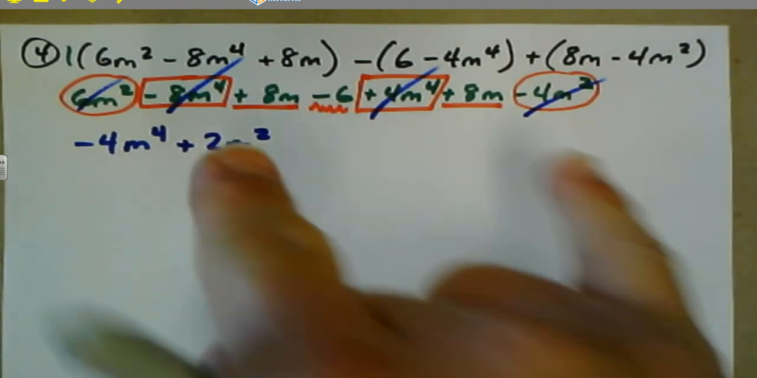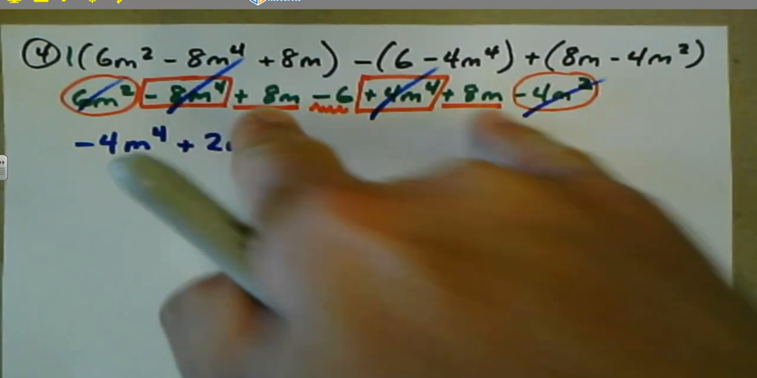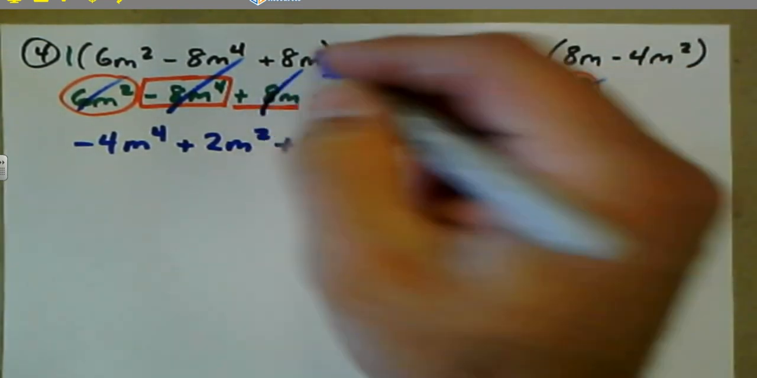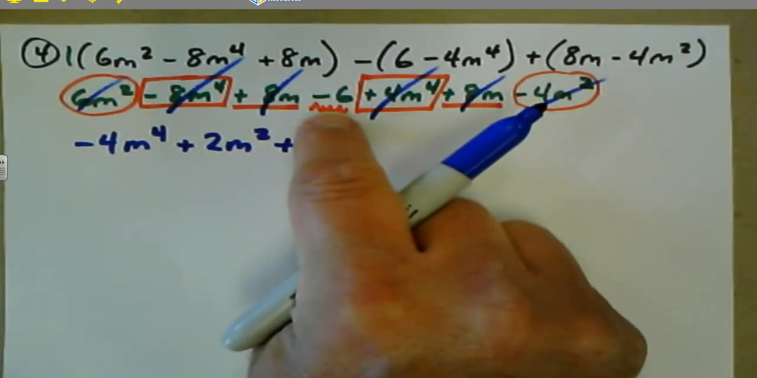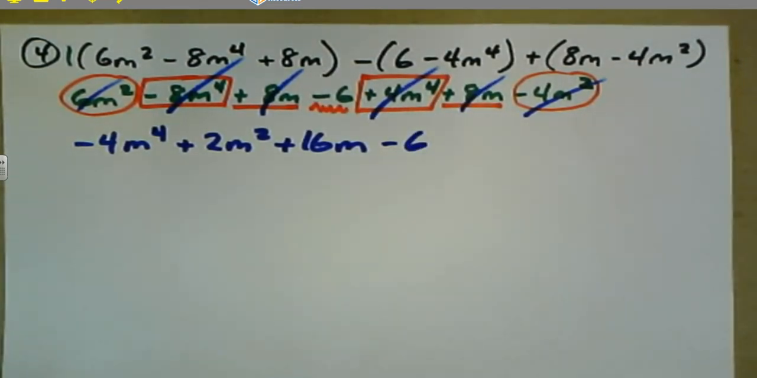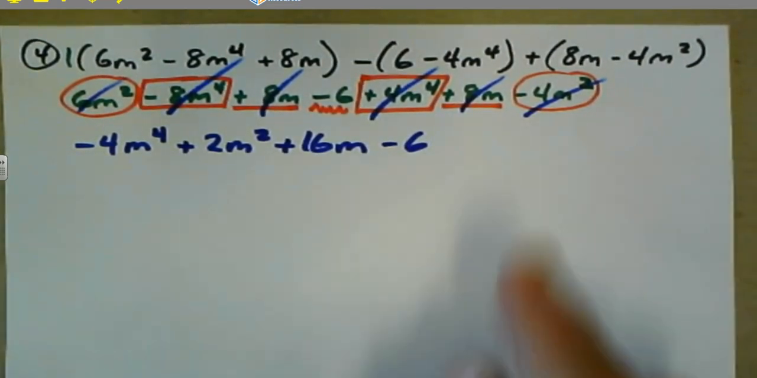We did those two. 8 plus 8, 16m. We did those two. And nothing to add that to, right? So if nothing added to, just bring it down as it sits. That's how we come to the answer.